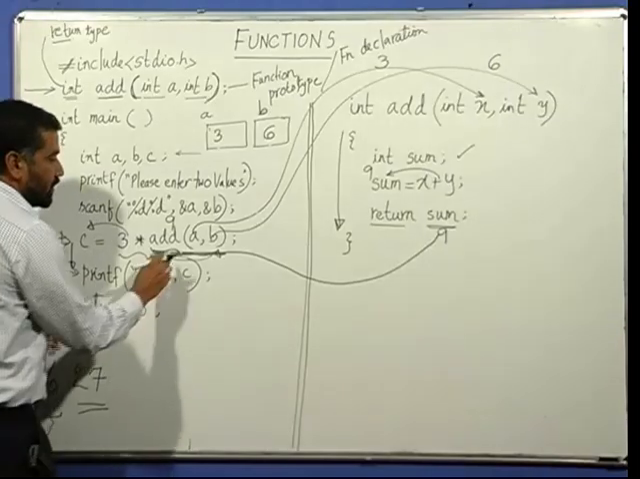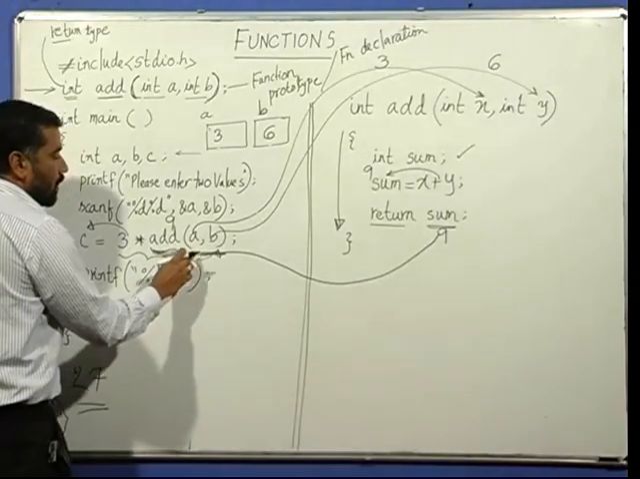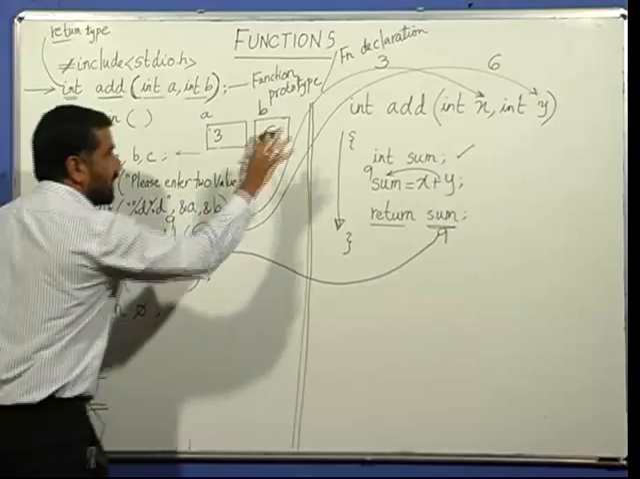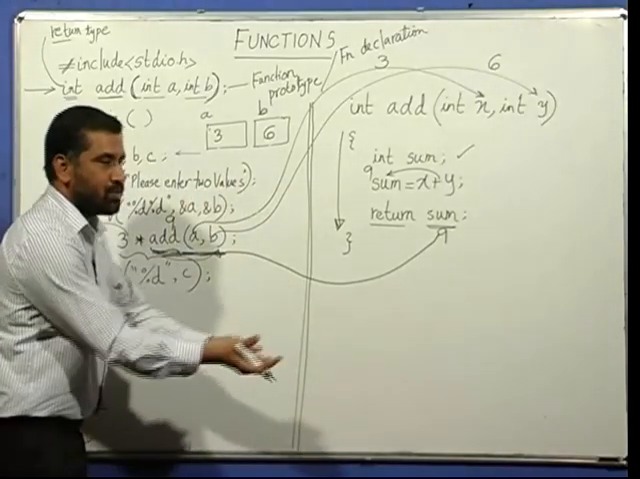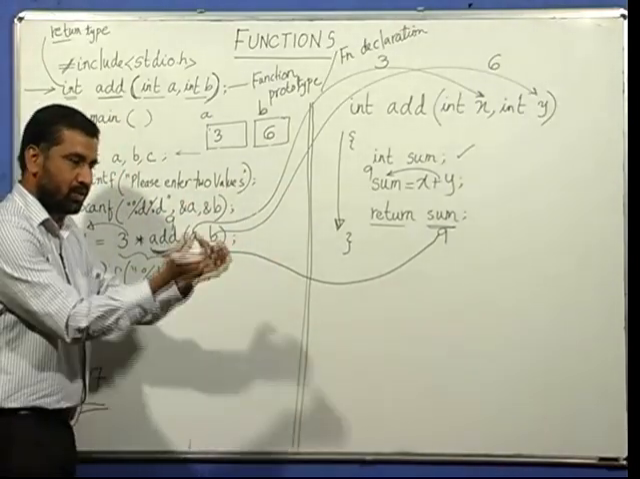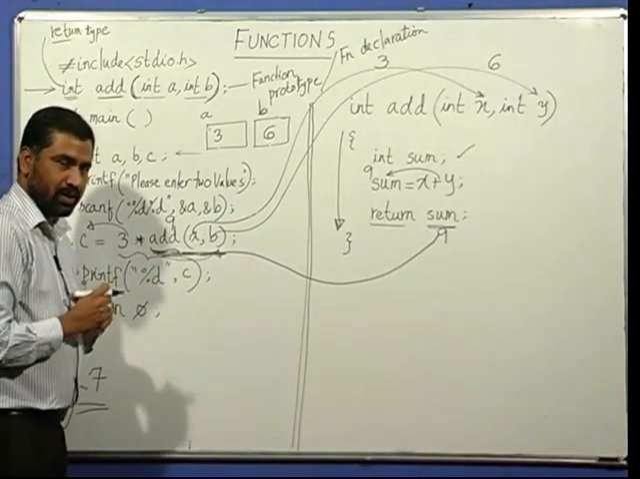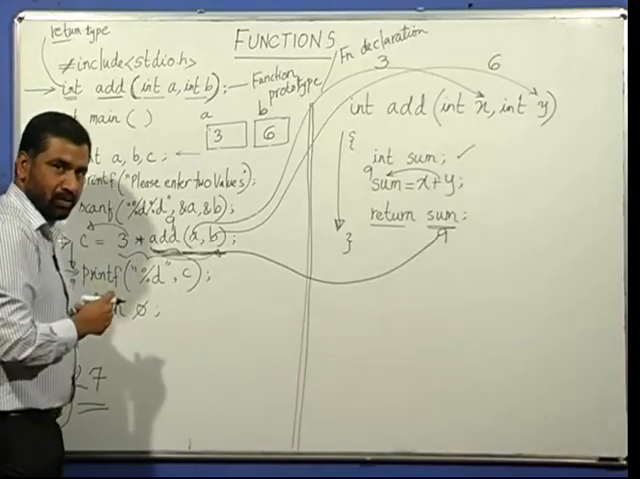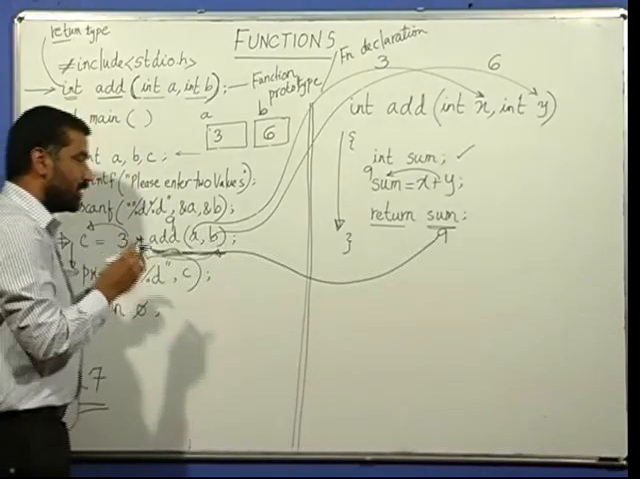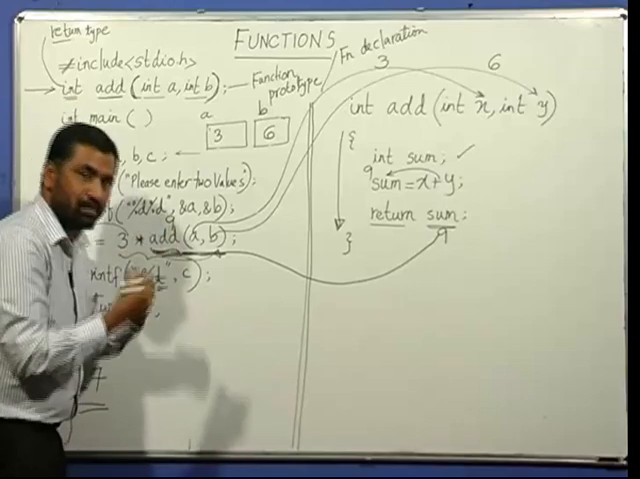So once this function is called, the values are being sent, because the function has to receive the values. Somebody has to send the values. So who is sending the values here? The main function is sending the values. So in order to send the values, the main function first has to have the values.